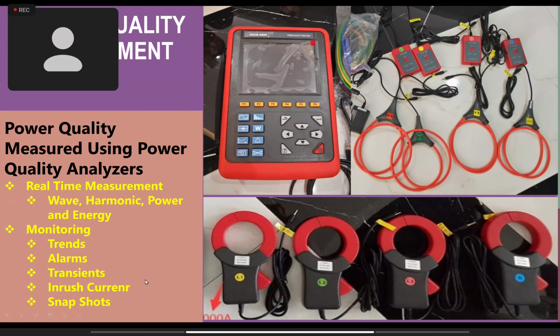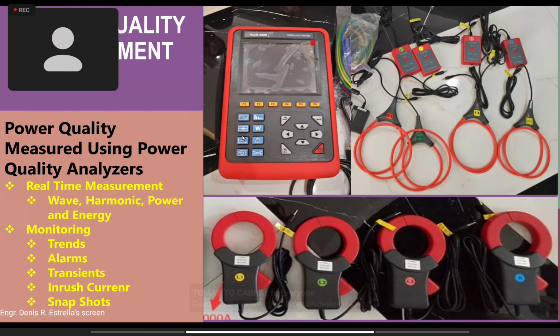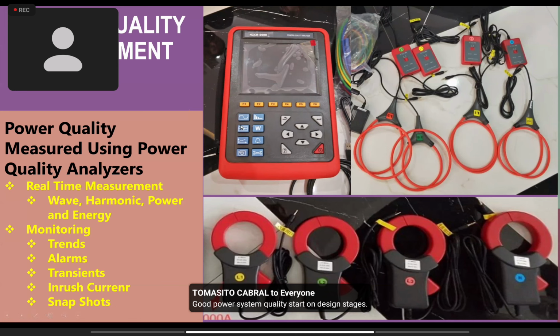Then we also have the transients. We can measure the transient, the inrush current, and we can have snapshots of that information and save it in our device. So basically, ito yung device natin. Meron siyang mga functions, 6 functions. It determines the wave, the real-time measurement for the voltage, current, power, and harmonics. This represents the harmonics. This one represents the transient and inrush currents. So the program.